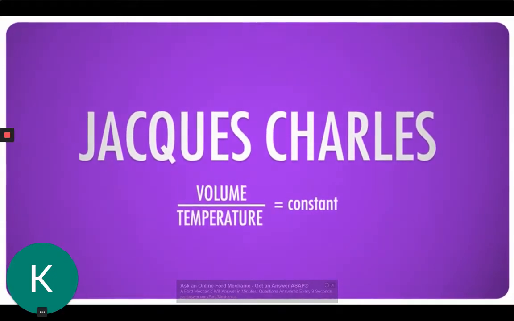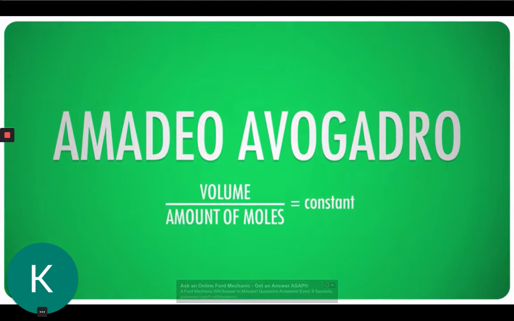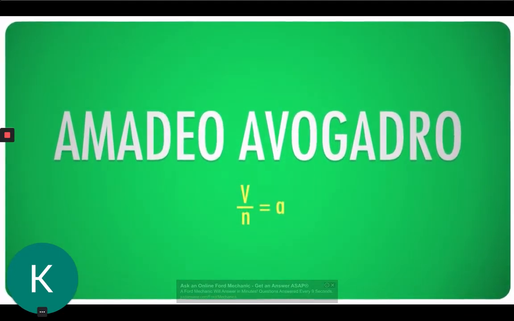Charles and Avogadro created equations much like Boyle's law, with two features of a gas being linked directly together by constants. Charles discovered that volume divided by temperature equals a constant, as long as the pressure remains the same, and then Avogadro figured out that volume divided by the number of moles in the container at a constant pressure and temperature gave yet another constant.